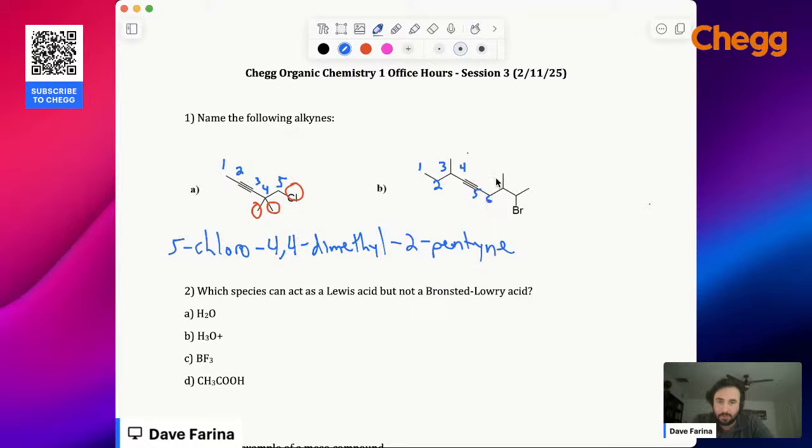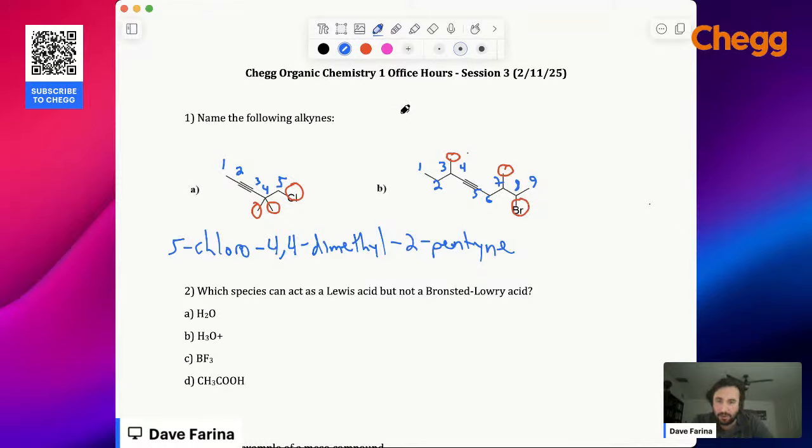5, 6, 7, 8, 9. So we certainly have a nonane. Now, what are the substituents? We have a methyl over here, a methyl over here, and a bromo over here. So what comes first alphabetically?